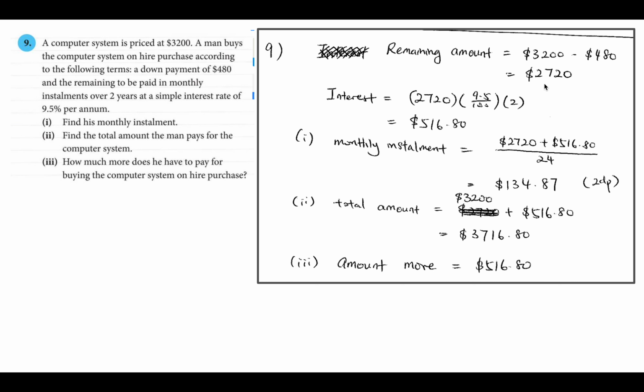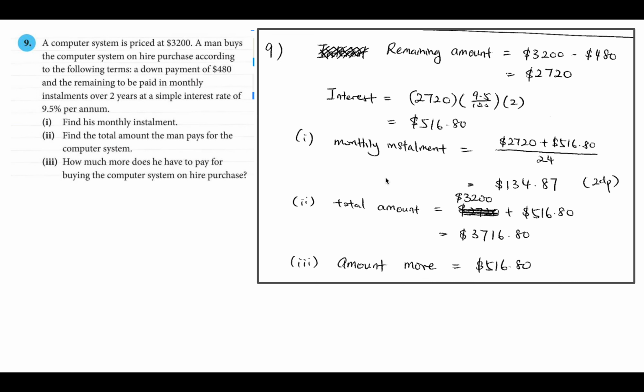Now we need to pay interest on the amount. So the interest, using simple interest, is the principal, 2,720 times 9.5% times 2 years. That gives us 516.8, right? So that is the interest. So the total amount that he needs to pay in installments is the remaining amount, 2,720, plus the interest, 516.8, and then it is divided over 24 months, right? 2 years is 24 months. That works out to $134.87. That will be the amount every month, right?